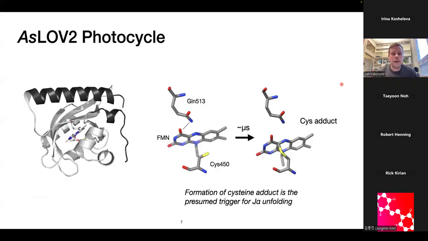A lot of work has been done on understanding the photoactivation mechanism of AsLOV2. And one particular feature that has been discovered is this formation of a cysteine adduct to the flavin itself, which occurs in roughly a couple of microseconds. This has been determined through vibrational spectroscopy, mainly, and other methods. So this is thought to be the precursor, the trigger to the J alpha unfolding event.